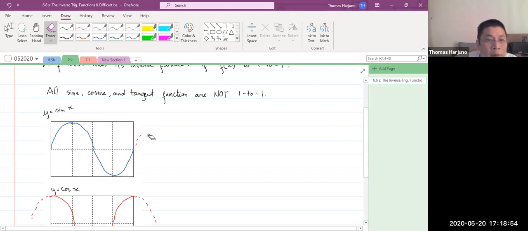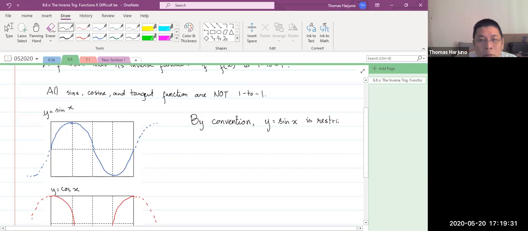To make the sine function become one-to-one, the convention is, so don't ask me why they make it like this, okay? That's by convention. People who did math before us have the right to make that kind of decision. By convention, y equals sine x is restricted to negative pi over 2 to pi over 2 such that it becomes one-to-one.